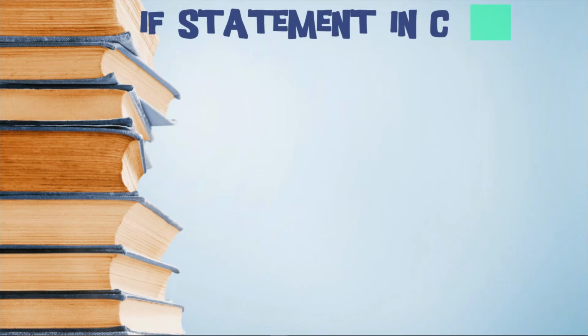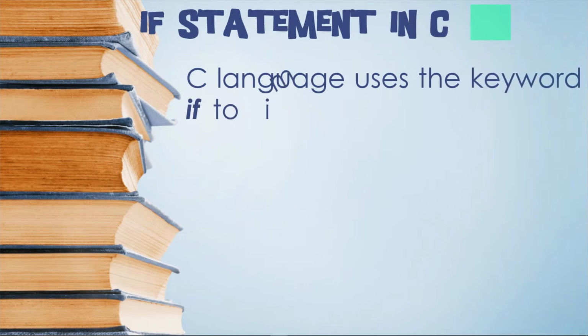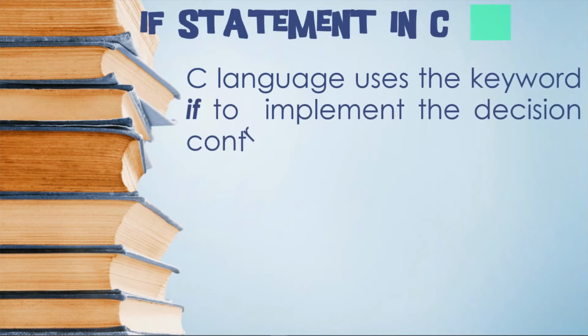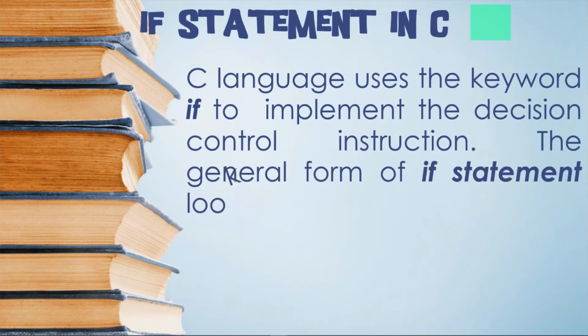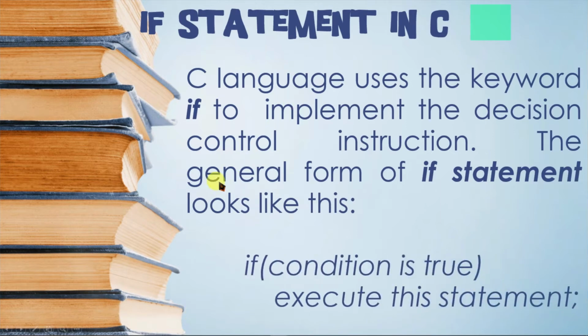If statement in C. Let me explain. C language uses the keyword if to implement the decision control instructions. The general form of the if statement looks like this. It means, guys, that all the decision control instructions are implemented by the if keyword in C language.